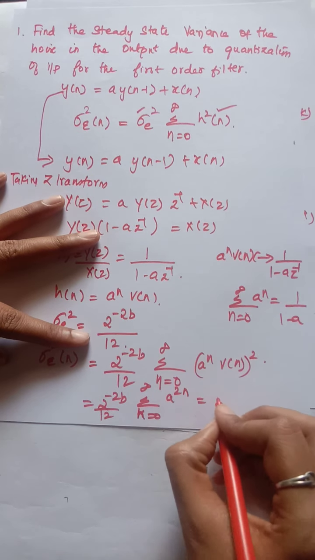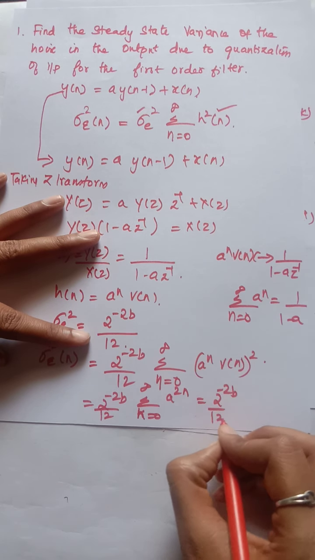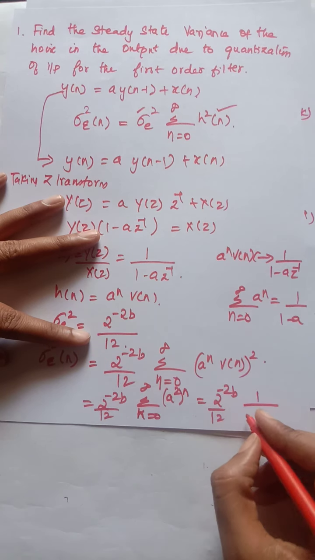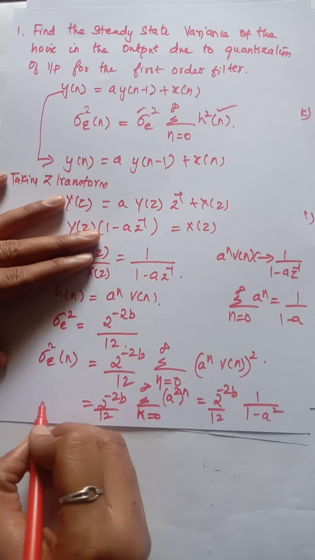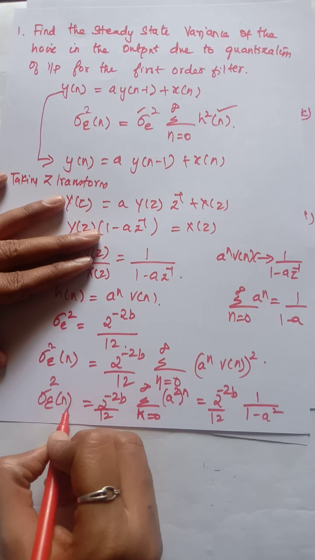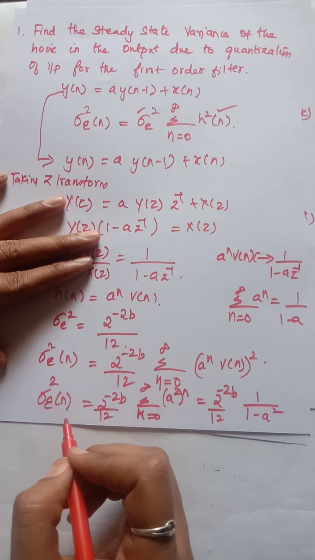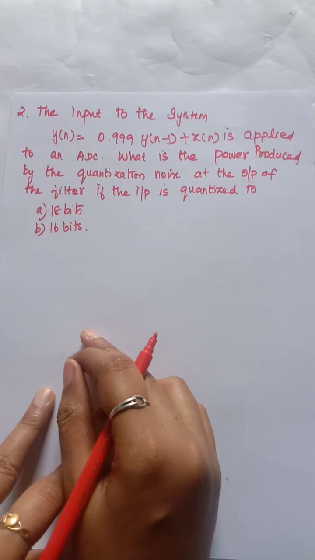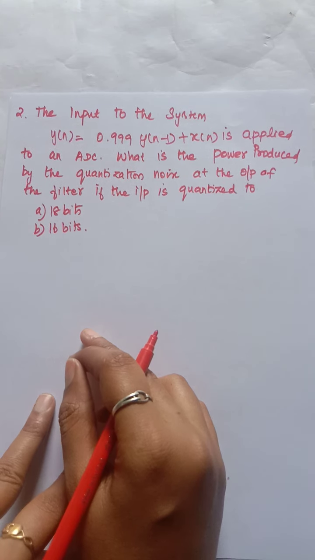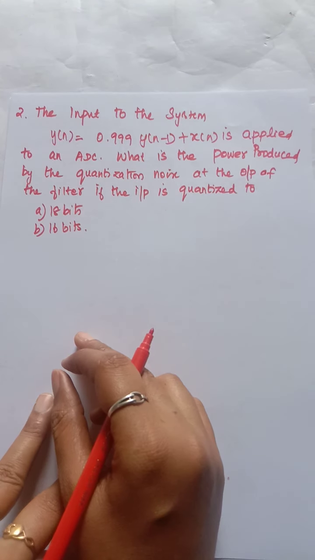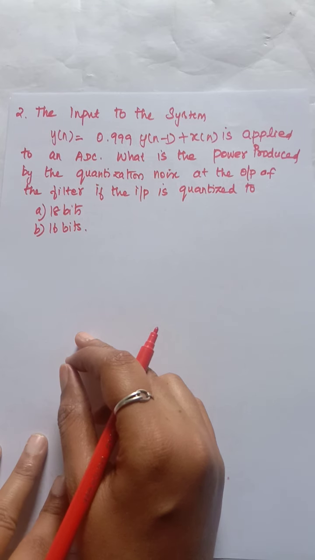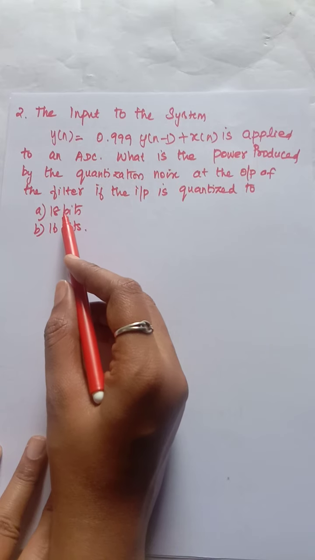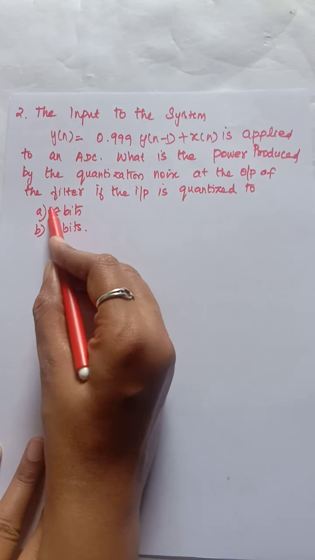So substituting in 2 power minus 2b by 12, a square instead of a, what I am having here is 1 minus a square. So this is the quantization steady state variance of the output noise. Now see this problem: the input to the system is a difference equation applied to an ADC. What is the power produced by the quantization noise at the output if the input is quantized to 18 bits, 8 bits and 16 bits?